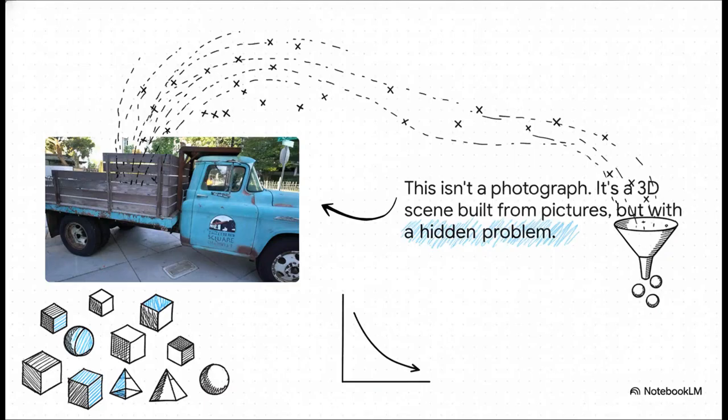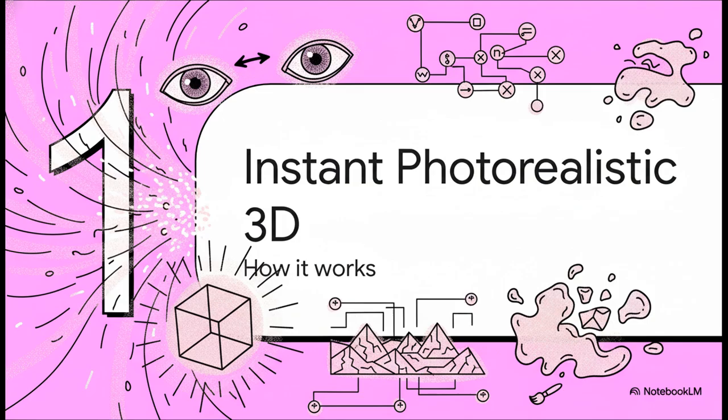So, take a look at this. You'd swear it's just a photo of a truck, right? Well, it's not. This is a fully explorable 3D world, and it was generated in just a few minutes. The tech behind it is absolutely incredible, but here's the catch. To make this one scene, the system created millions of digital data points, and it turns out most of them are completely useless.